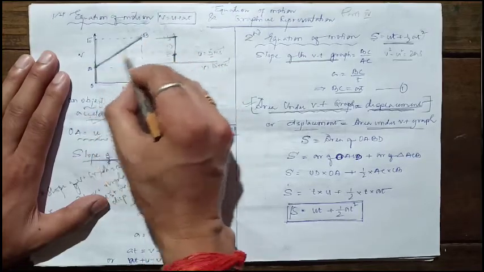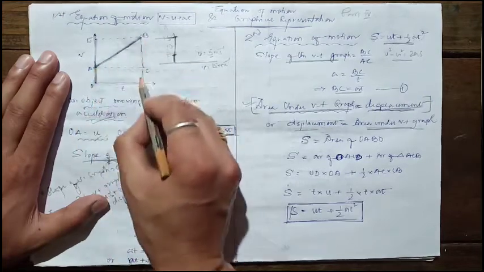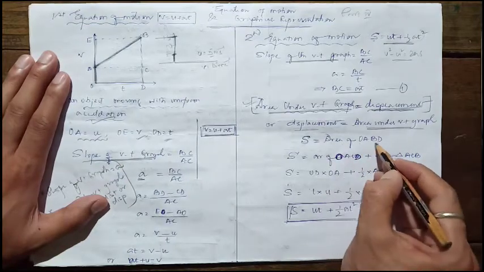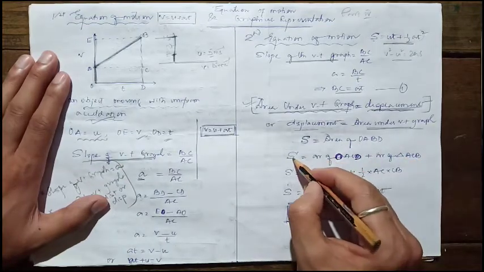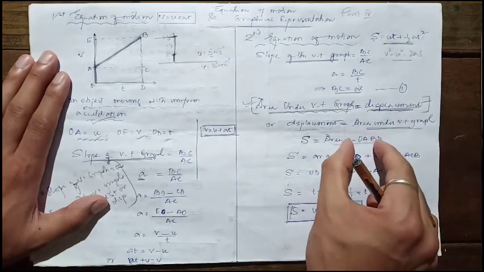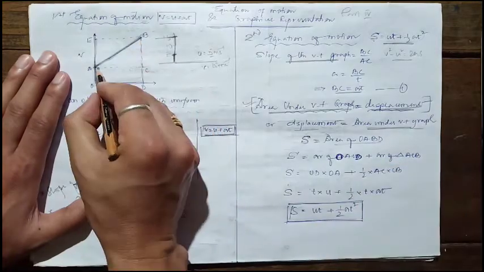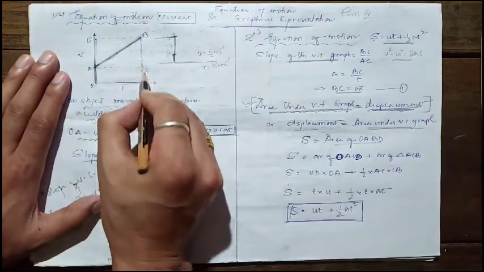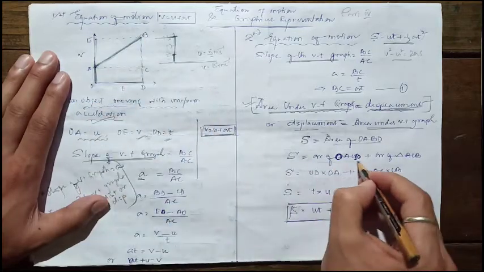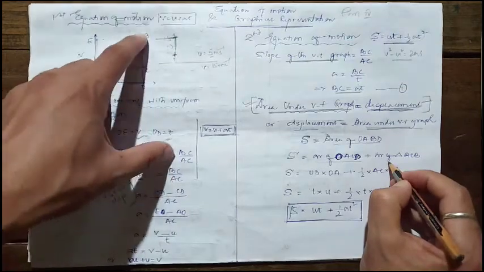Now the area covered by this graph is the area of this trapezium, that is OABD. So S equals area of OABD. I can split this area of OABD into the area of a rectangle and the area of a triangle. This trapezium's area can be written as the sum of the area of this rectangle OACD plus the area of a triangle ACB.